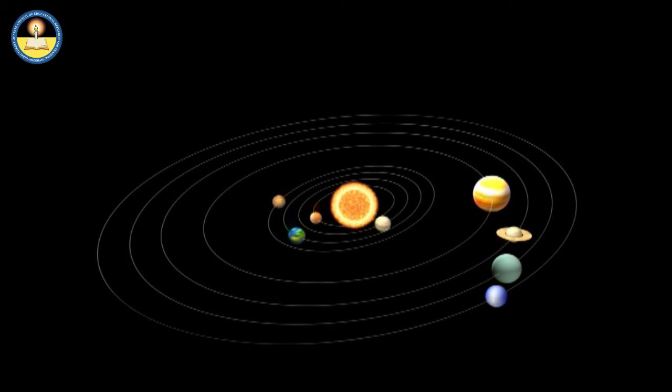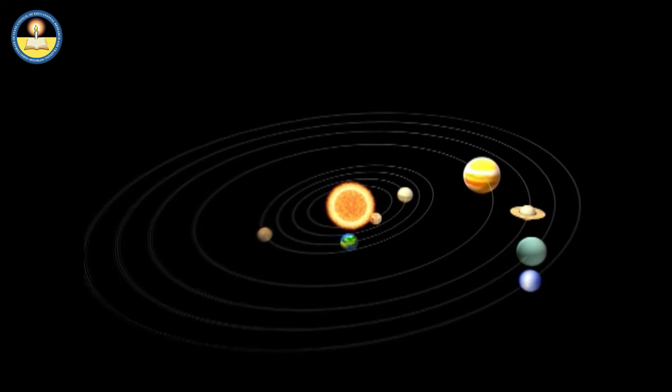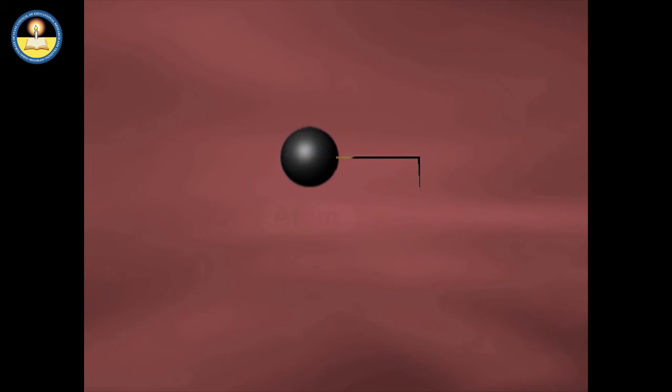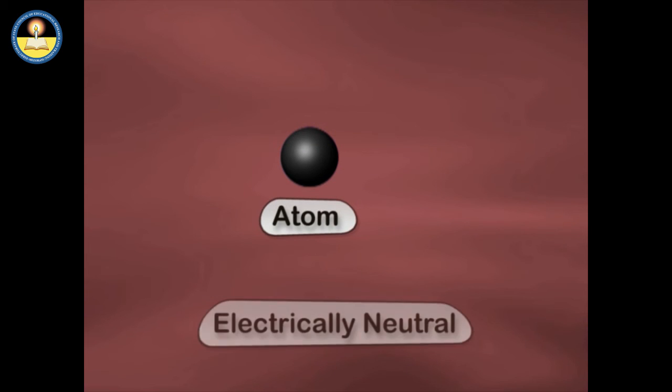Matter is anything occupying space and having mass. It is the material of the universe. The atom as a whole is electrically neutral.